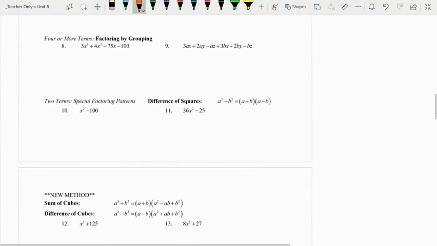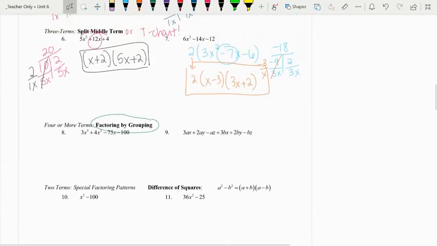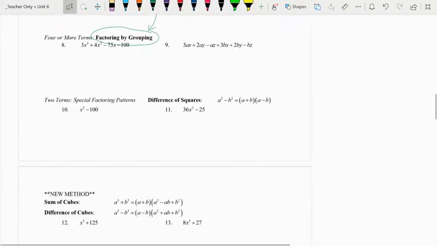Moving on to number 8 and 9. These are by grouping. And if you do split middle term, okay, that talks about grouping. Those go together. So grouping is any even number above 4. So with these being 4, the second one is 6. But you just split it in half, right?